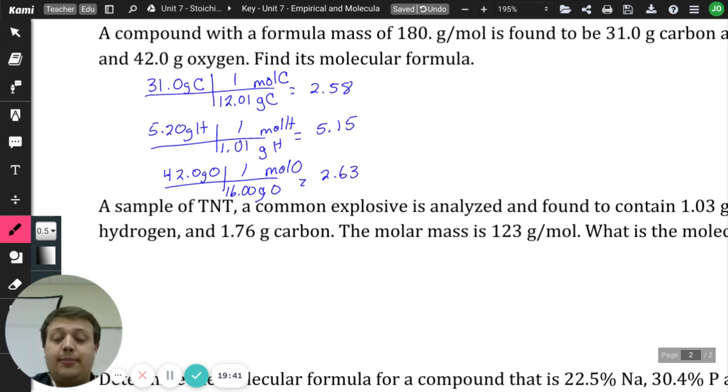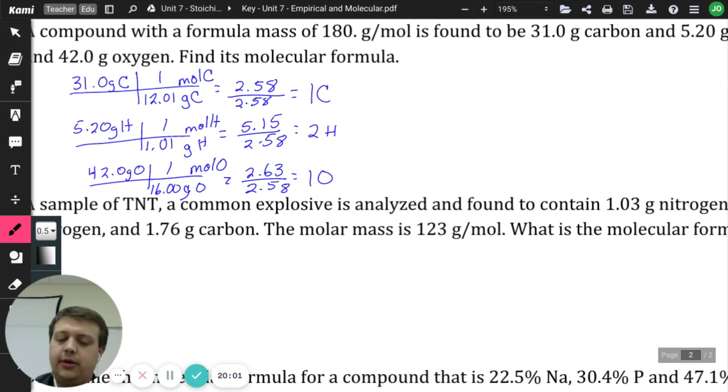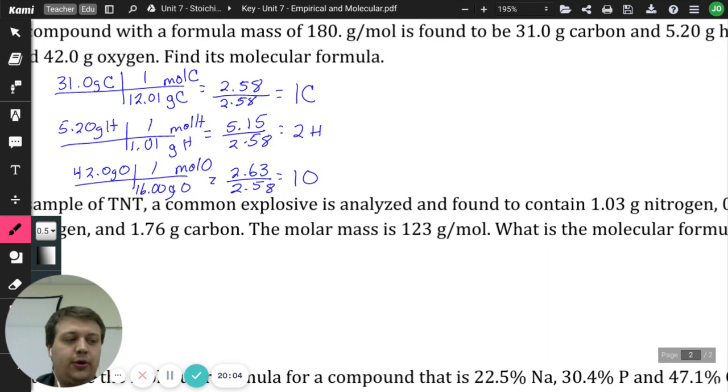Next step, divide by the smallest. Our smallest number for my answers is 2.58. So we divide them all by 2.58. And what we're going to get is 1 and 2 and 1. So we had 1 carbon, 2 hydrogen, 1 oxygen. So from that, I found that my empirical formula is CH2O. Okay, now I've got my empirical formula. So now I can solve for the molecular.